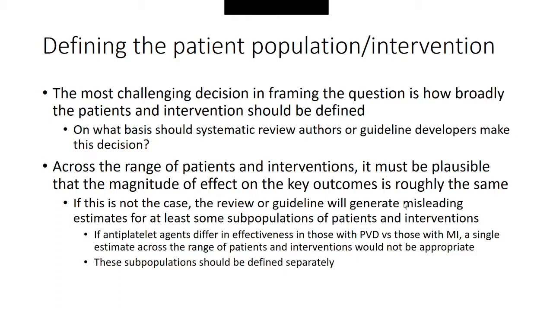So, for example, if antiplatelet agents differ in effectiveness in those with peripheral vascular disease versus those with a myocardial infarction, a single estimate across the range of patients and interventions would not be appropriate. The effects will be different. These populations should be defined separately, and really separate PICO questions should be generated. So one would be antiplatelet agents in patients with peripheral vascular disease. Another would be antiplatelet agents in patients with myocardial infarction.